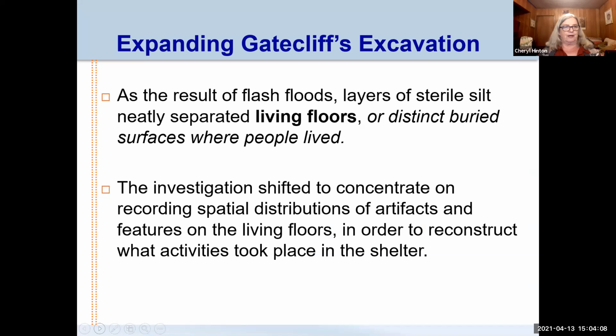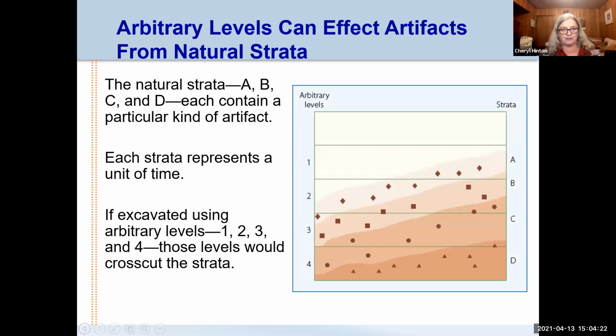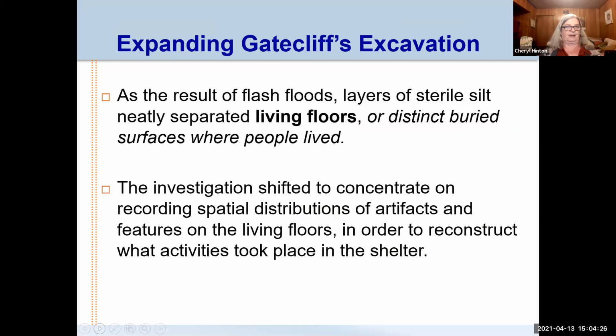All right, so your authors, when they are looking at Gate Cliff and their excavation there, let me just, okay, just want to make sure I'm on the same page here.